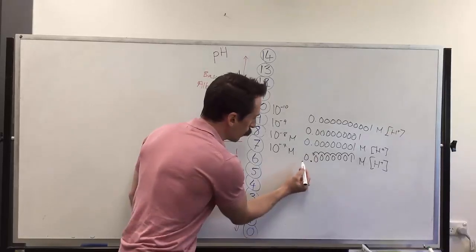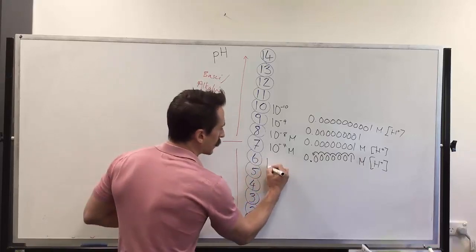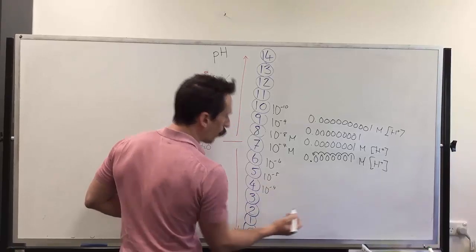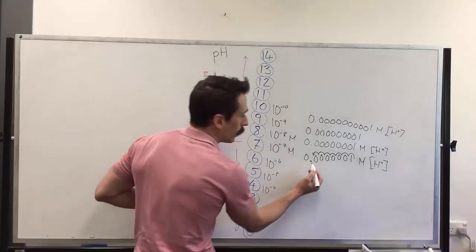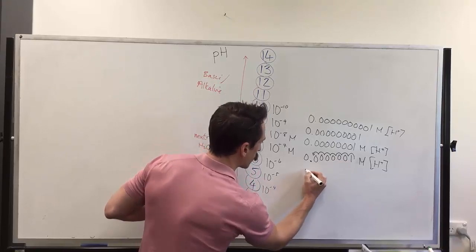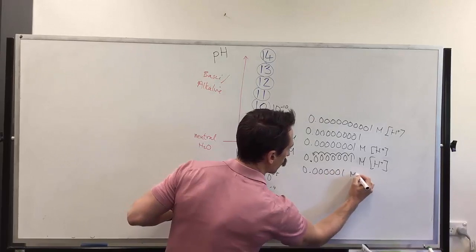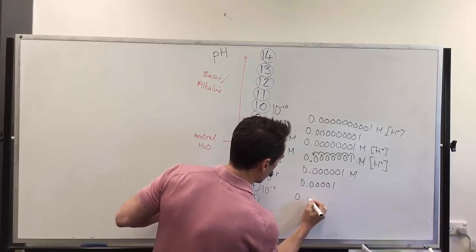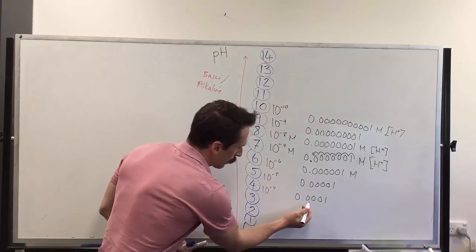But it also means as we move down in this direction, the acidic direction, we get more hydrogen ions. And again, as an example, 10 to the negative 6, 10 to the negative 5, 10 to the negative 4. From 7 to 6, there's going to be 1 fewer zero here. So move it back and there's going to be 4 zeros, 0.00001. And we can keep going. As you can see, the number gets bigger and bigger and bigger.